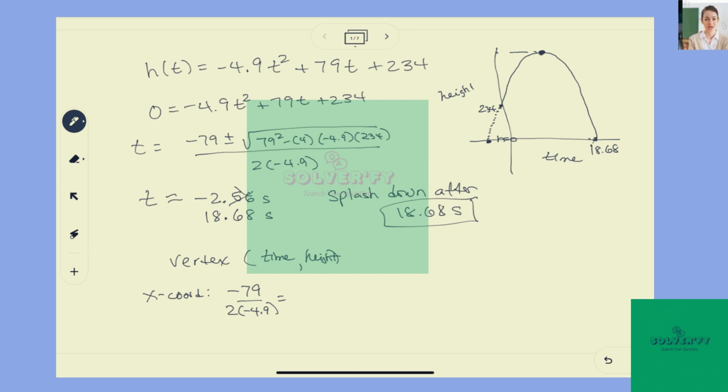So let's put that into our calculators. We want 79 divided by 2 times 4.9. And I find out that that's going to happen at 8.06 seconds. So right here will be 8.06. Now, if I want to know the height, I just take that 8.06 and I plug it into this position function.